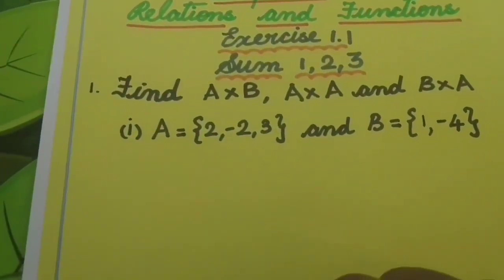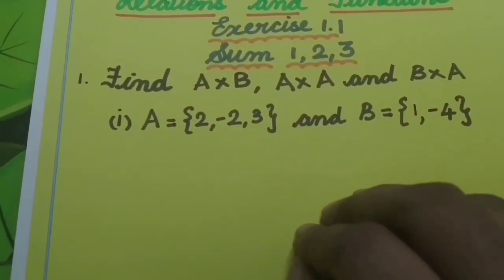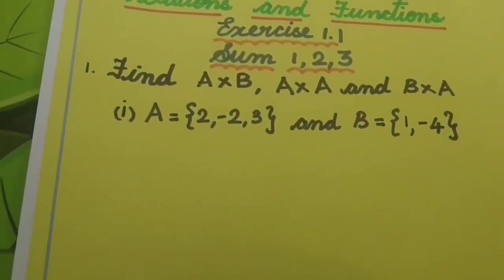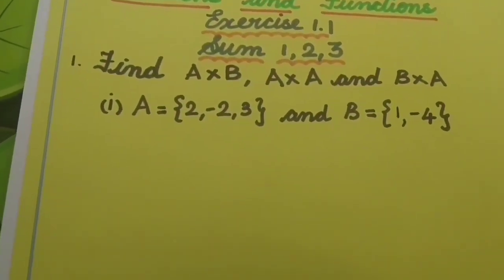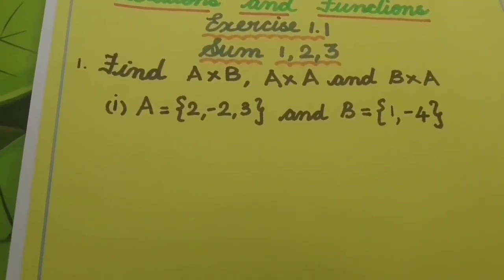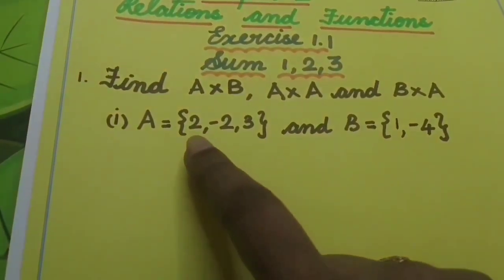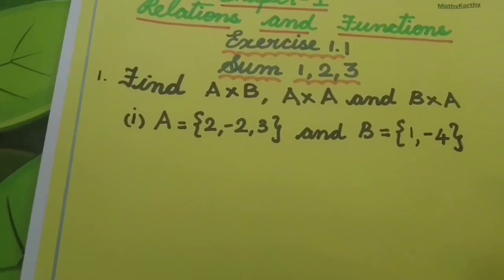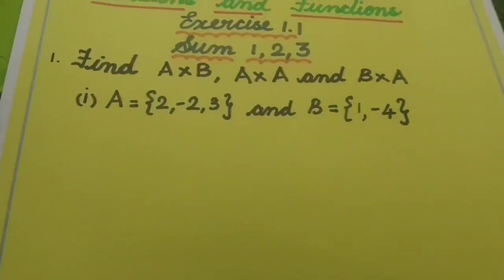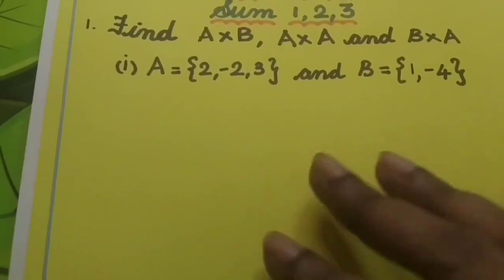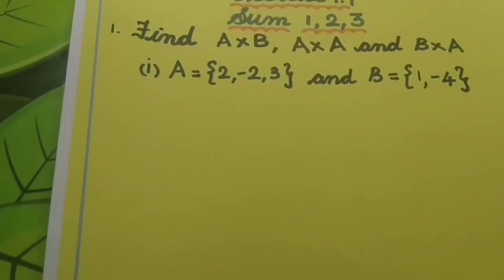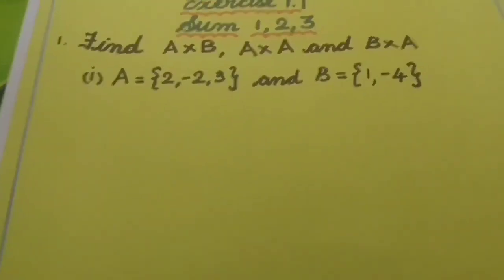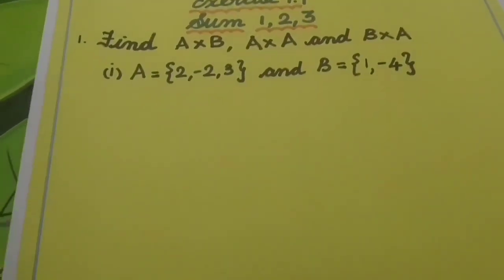How to solve this problem? Before solving this problem, you have to recap the fact that A cross B is the set of every possible ordered pair, where the first element is from the set A and the second element is from the set B. For beginners who are not able to write A cross B directly, first draw the arrow diagram, and with the help of this arrow diagram, we can write the set of all ordered pairs in A cross B.